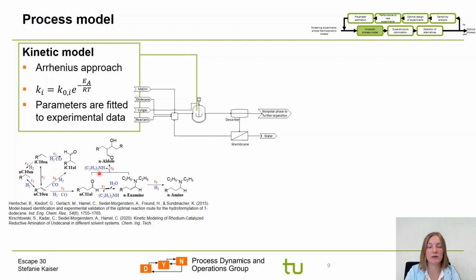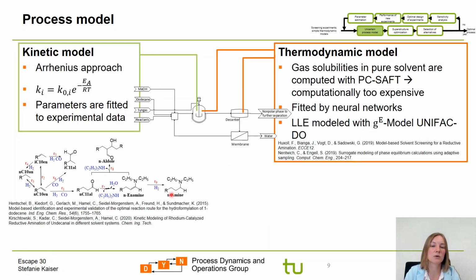The second part of the process model is the thermodynamic model. We have to model both the gas solubilities in the reactor, and we have to model a liquid-liquid equilibrium in the decanter. The gas solubilities are approximated with the gas solubilities in the pure solvent, and they are computed with PC-SAFT. PC-SAFT is an accurate equation of state, but it has the disadvantage that it's computationally too expensive to be used in optimization.